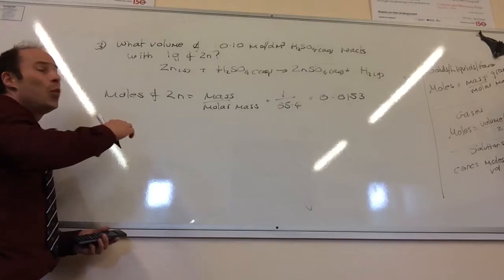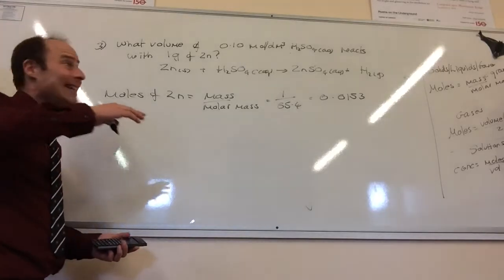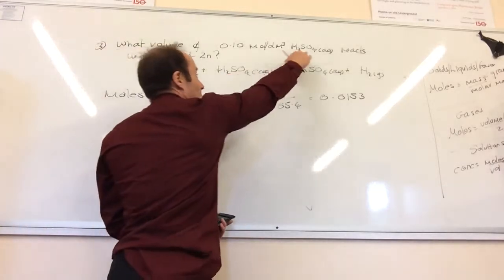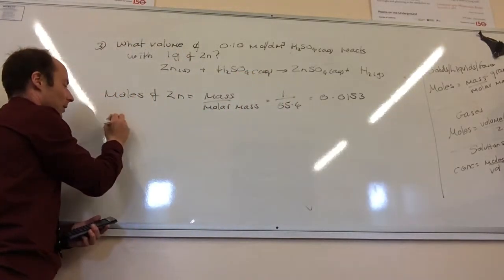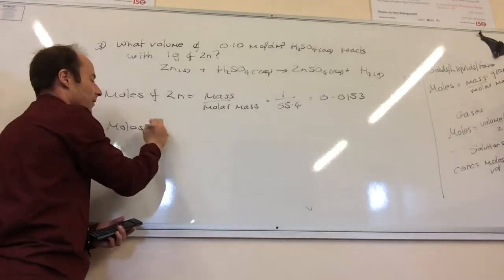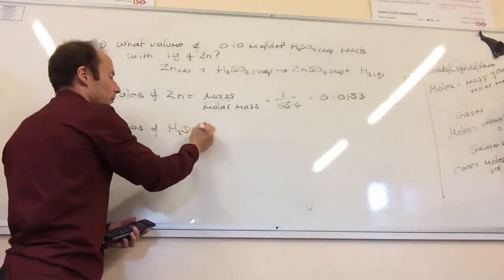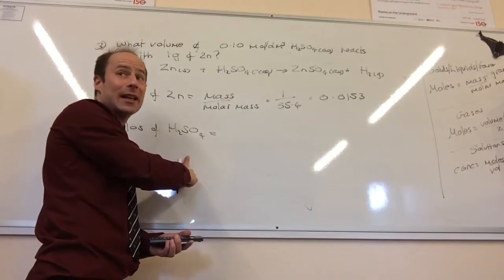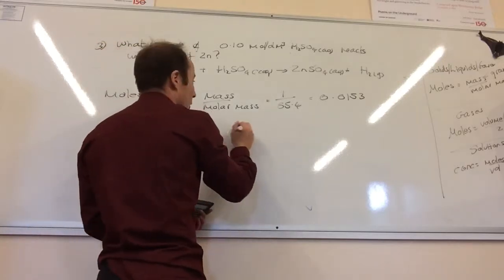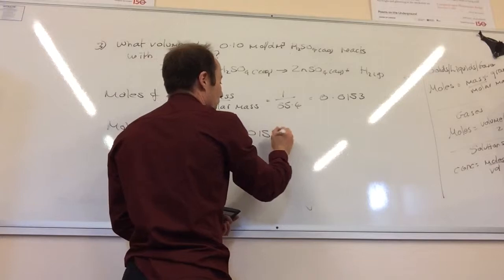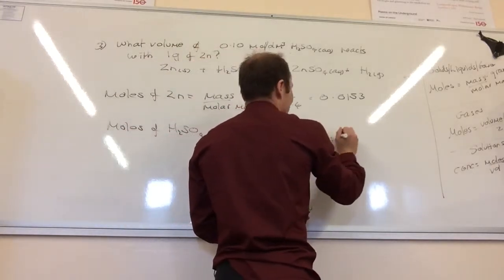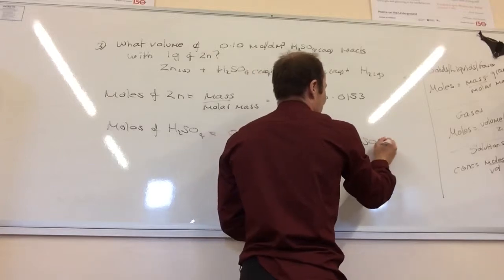So, what do I need to find? I need to now relate that to the moles of sulfuric acid. So moles of H2SO4 is going to be the same. It is going to also equal 0.0153, because 1 zinc reacts with 1 H2SO4.